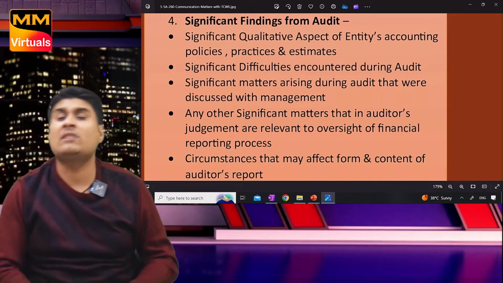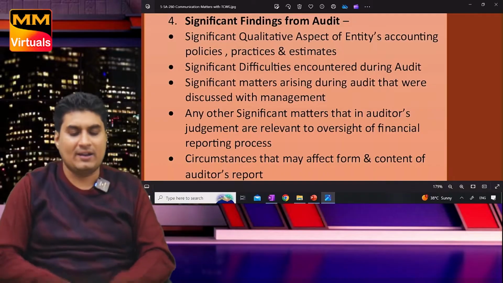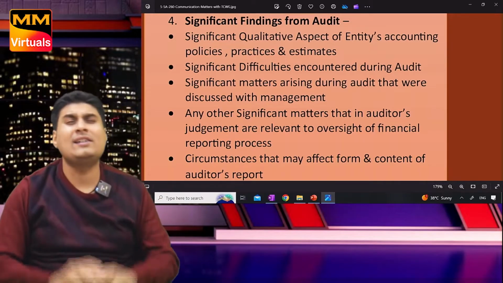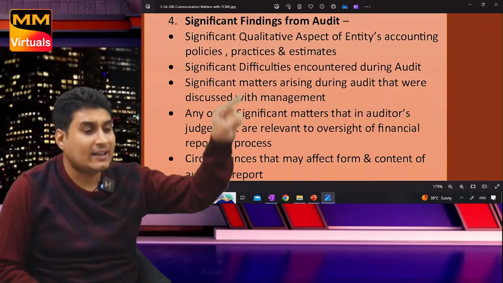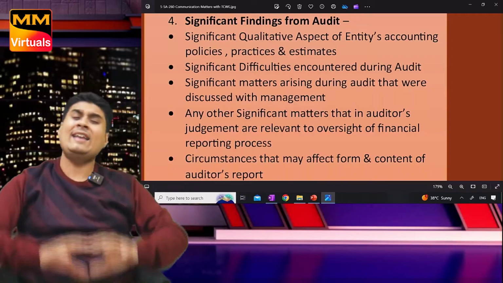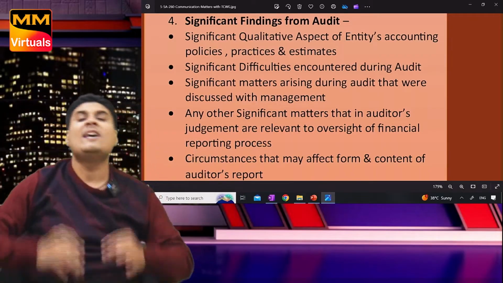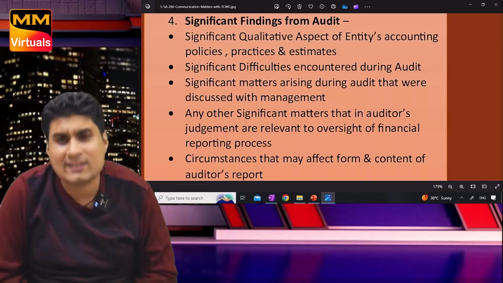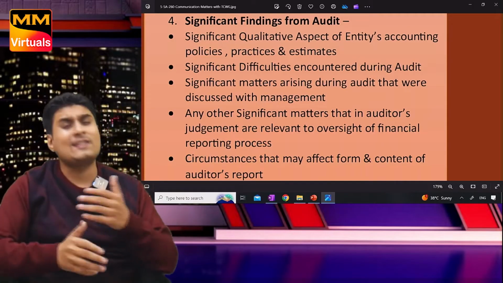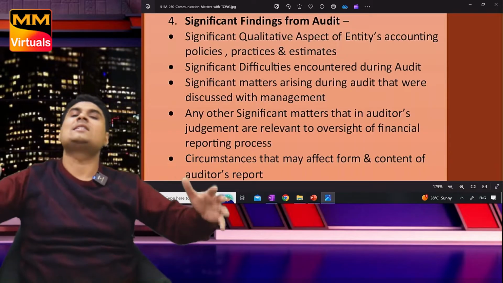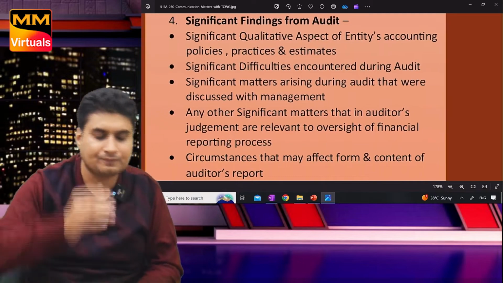Significant qualitative aspect of client's accounting policies, practices, estimate. Significant difficulties encountered during audit. Significant matters that were discussed with management. Any other significant matter that in auditor's judgment is necessary for oversight of financial reporting process. Last, circumstances that will change form and content of auditor's report. Clear? Try to remember if you can.